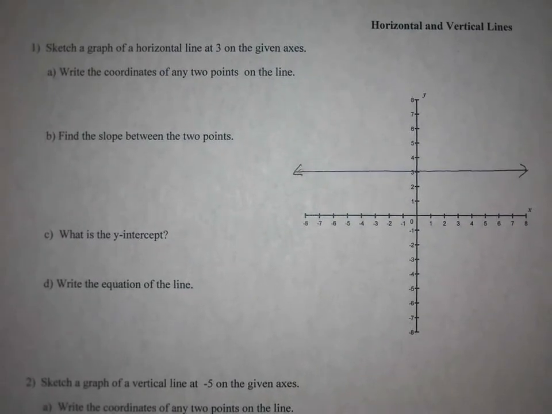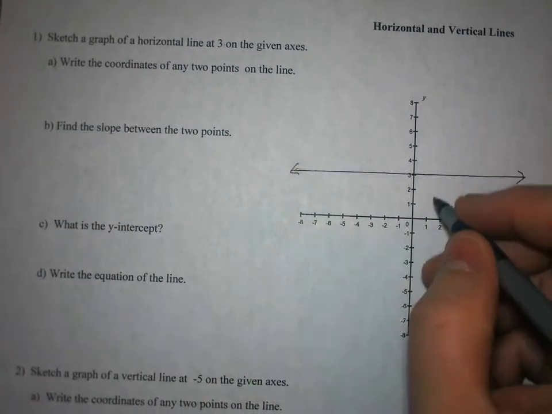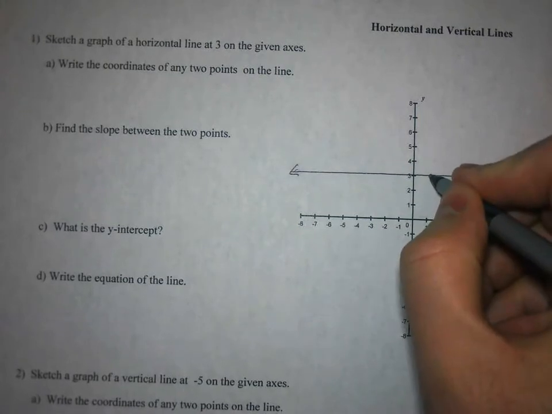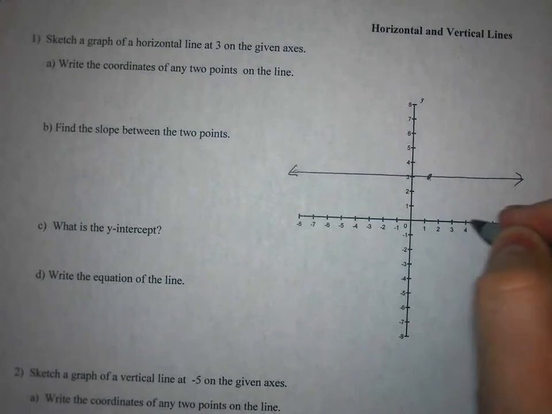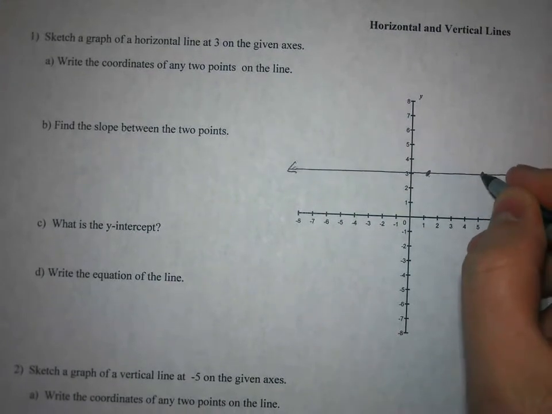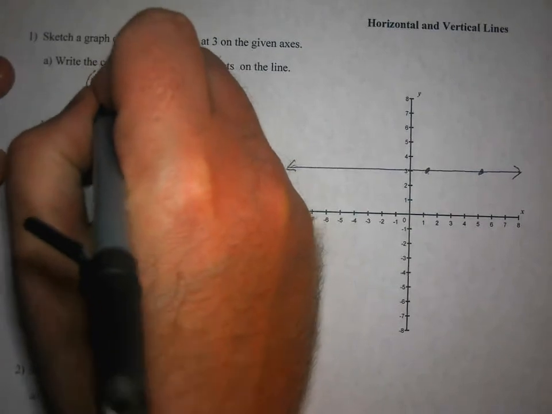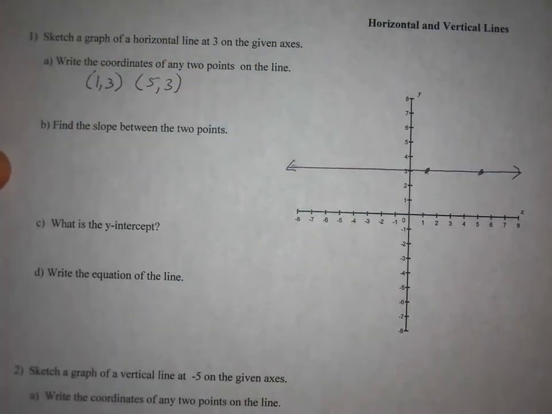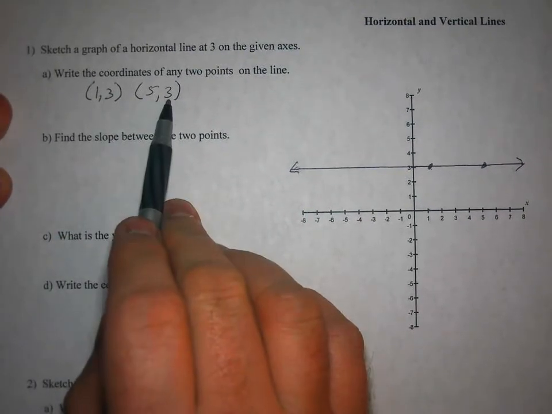Write the coordinates of any 2 points on the line. Well, any 2 points, if I just take, for example, (1, 3), so I'll take this point, and let's say (5, 3), I'll take that point. So if I use (1, 3) and (5, 3), what you might notice is that the y value in both of these is 3.